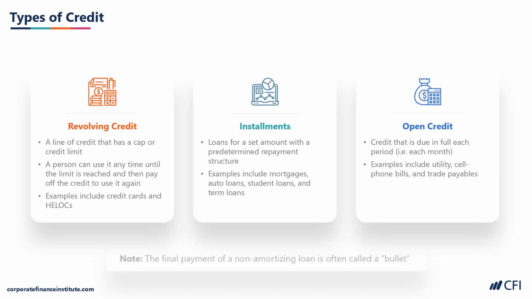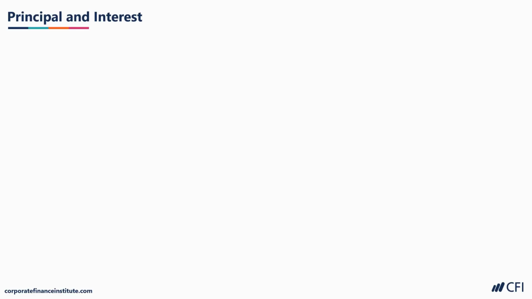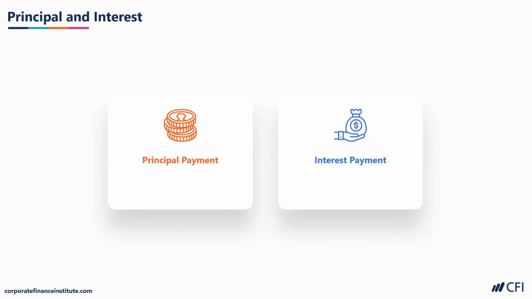So whether it's a revolving line of credit on the left here, where there is no fixed repayment schedule, or an installment loan that does have a fixed repayment schedule, or an open credit where the amount is due in full each month, you can see that there are a very wide range of credit options and types of credit that are available. Loan payments consist of two parts, principal and interest.